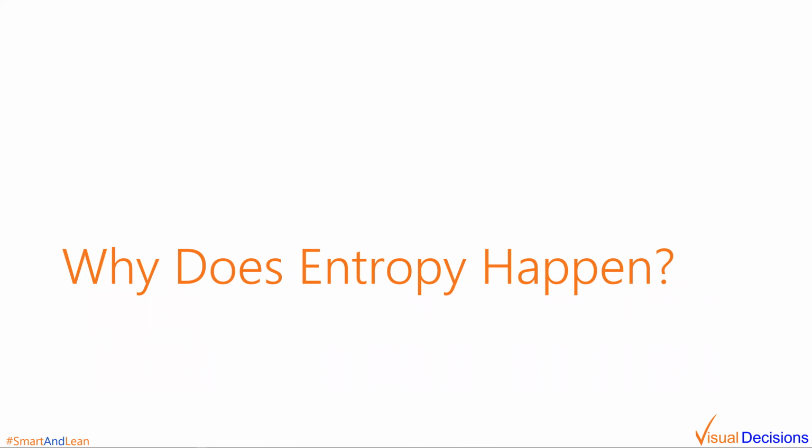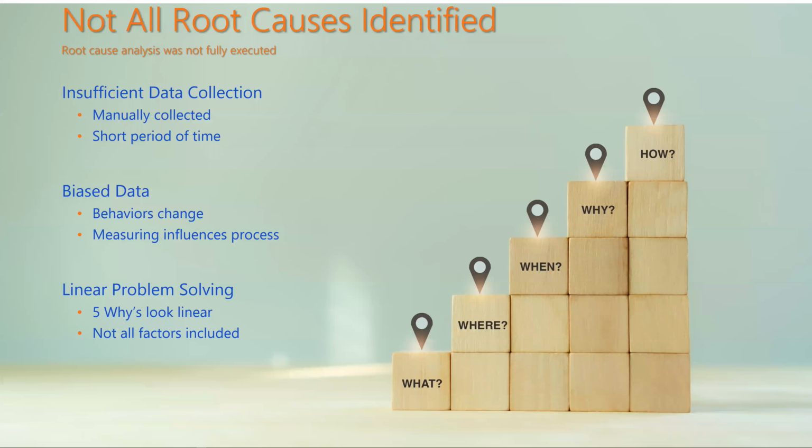Let's get started with why performance entropy, or erosion if you prefer, happens. The first reason why these gains get washed away is that not all of the root causes of the problem were identified in the first place. As teams go through root cause analysis, there are many reasons why certain root causes are not found. For example, when performing 5 why analyses, teams will sometimes go deep but not broad. They will uncover one of the root causes of the problem and then jump straight into problem-solving mode.